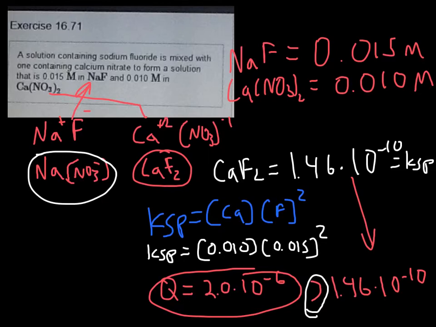So right here, the Q value is greater, so precipitate will form as CaF2. We'll do another one on the next page, and I'll show you an example of what happens when it doesn't form.